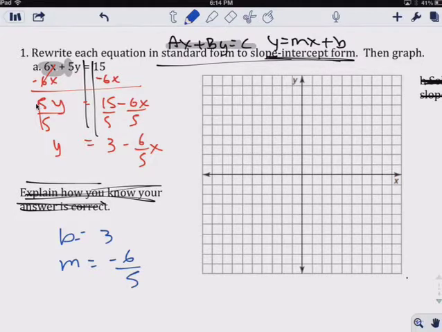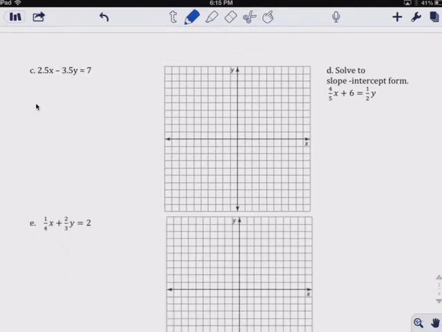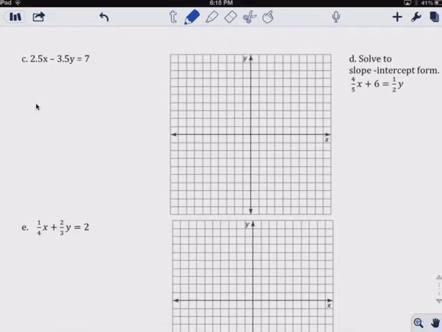Okay, so my b is 3, which is right here. Negative 6 over 5 means I go down 6: 1, 2, 3, 4, 5, 6, over 1, 2, 3, 4, 5. Continue that. Okay, up 6 over 5 as well. Right here, draw a line. That's the graph. Second page, graph, slope-intercept form.